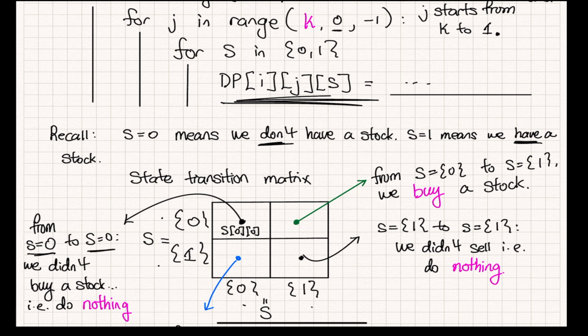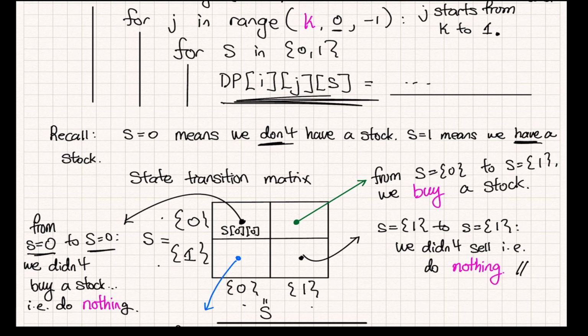What does that mean? This is all just a bunch of mathematical notation, but when we are moving from s equals 0, meaning that we don't have a stock, to we don't have a stock, we actually didn't do anything, right? We didn't buy a stock, so we don't do anything. In that case, that corresponds to this guy. We do nothing. Same thing for moving from s equals 1 to s equals 1. That means in the previous state we had a stock, and currently we also have a stock. That means we didn't sell a stock, right? So we didn't do anything here.